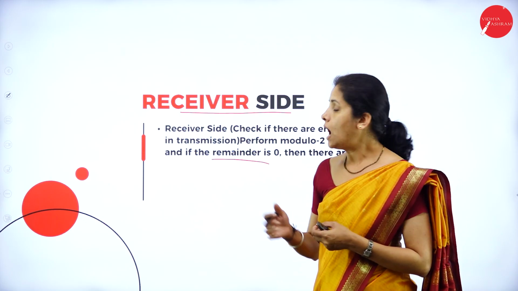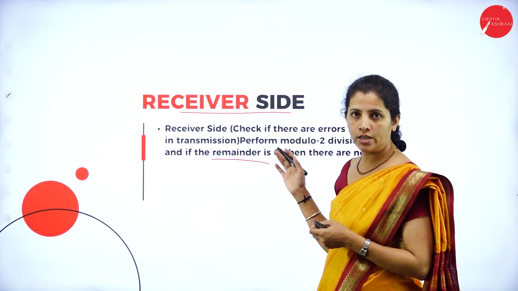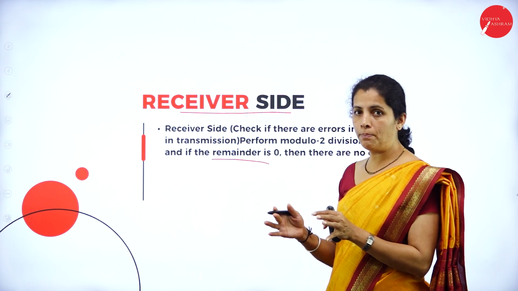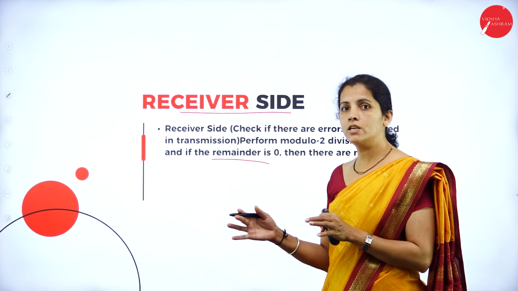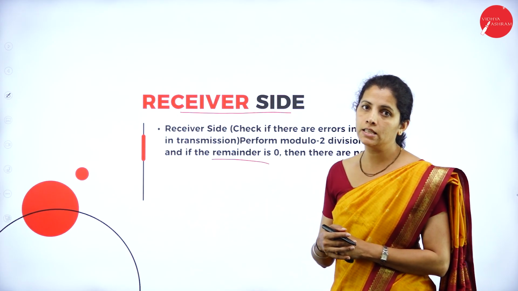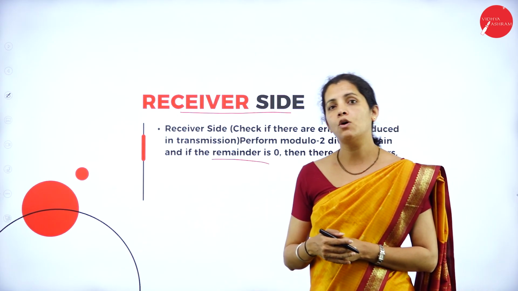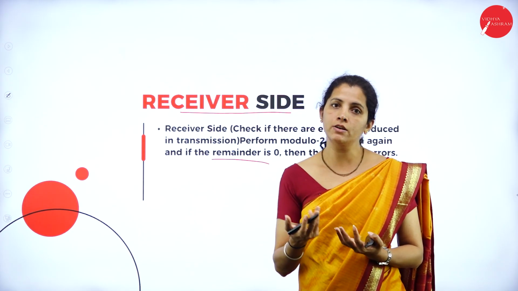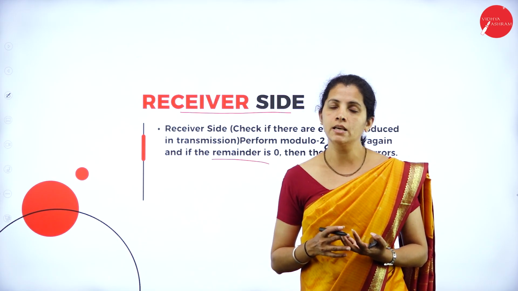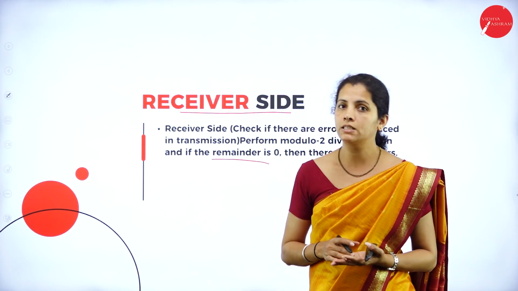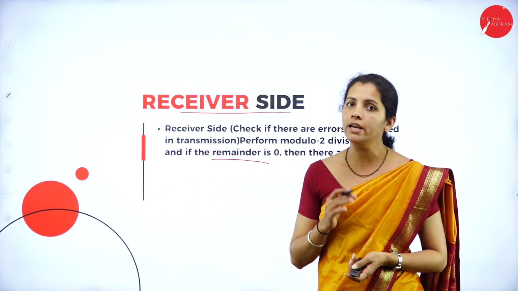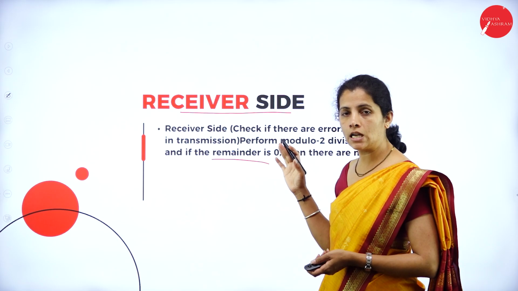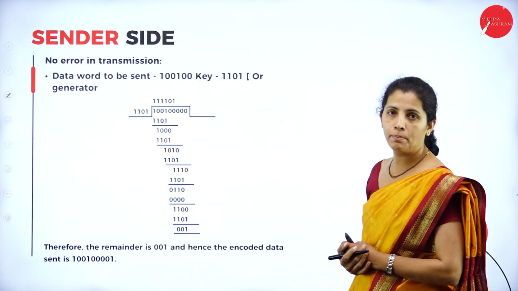In the sense, after performing division, if we get all zeros in the remainder place, that indicates that the data bits are not corrupted, so accept the data. If I get 1 instead of 0, then what's the meaning? That indicates that the data bits got corrupted, so reject the data. Anyway, dear student, let me explain CRC with an example.